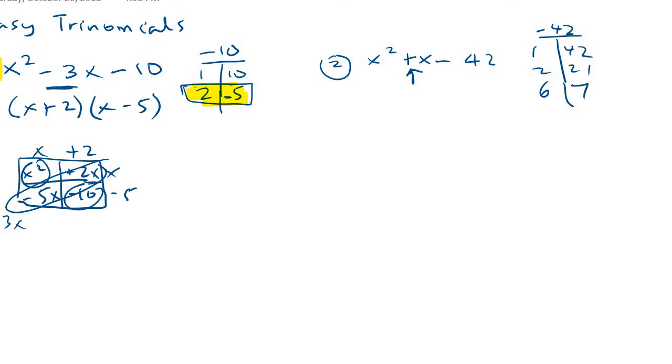6 and 7. So if I need plus 1, I need to make this 6 a negative 6. So the factor for this is basically x minus 6 and x plus 7. So that's basically what you do whenever you have easy trinomials. We just do one more and then we're done.